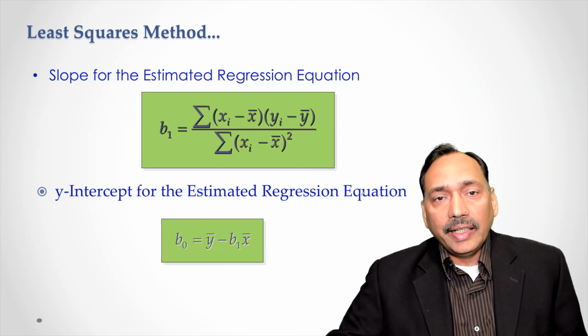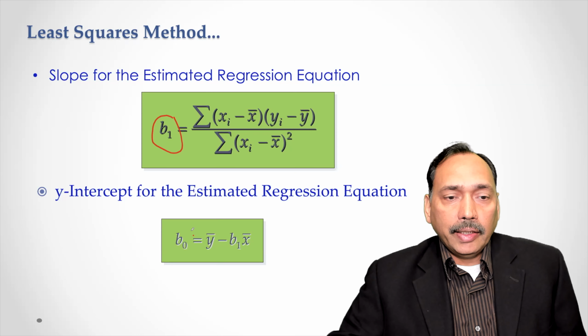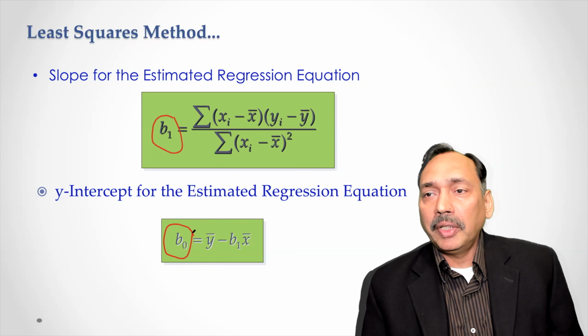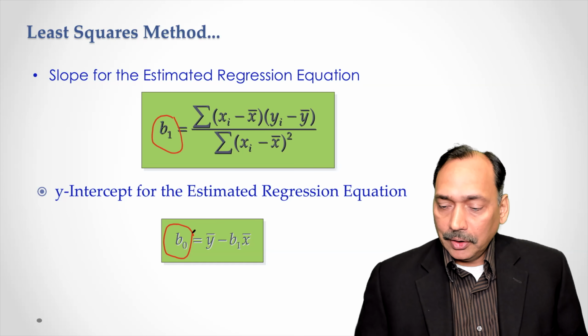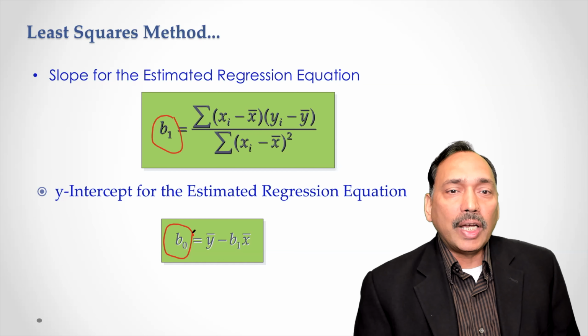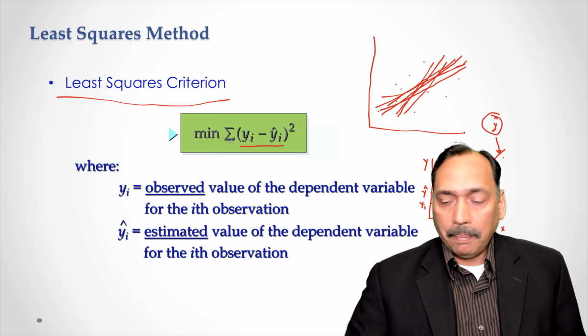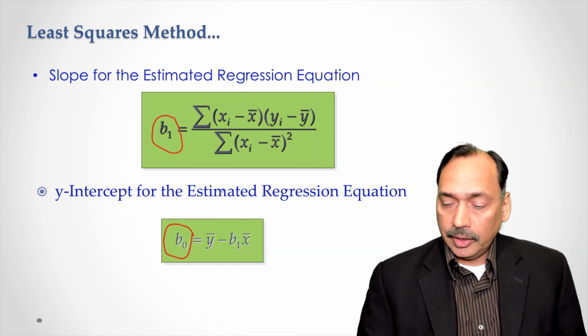Finding that line is very easy. With a little algebra, we can find out that if we use this formula for b1 or slope, and this formula for the intercept, that's going to minimize the squared deviations between actual y and predicted y. So basically, these two formulas ensure that we are using the least squares method, and they are called least squares because we are using this criterion, and that's what gives us the regression line that we usually use in most situations.